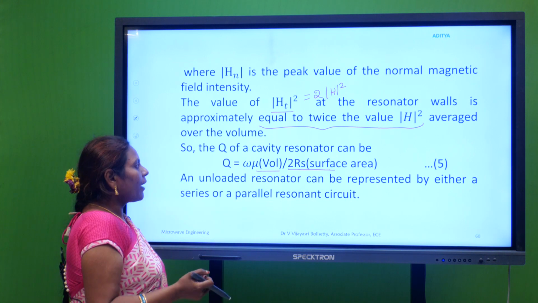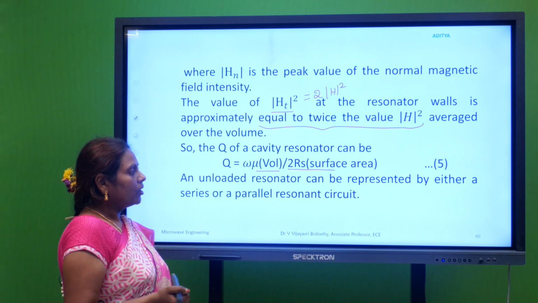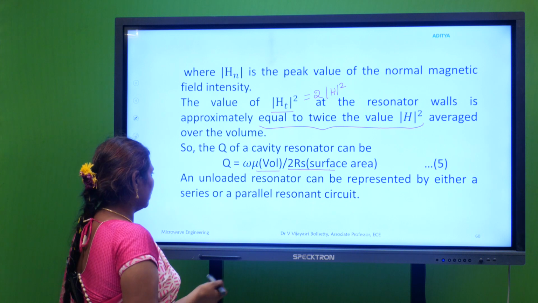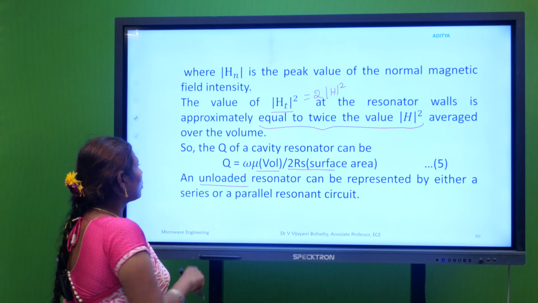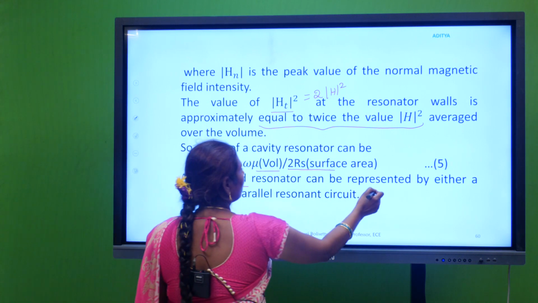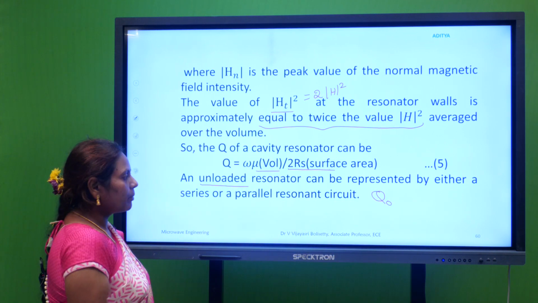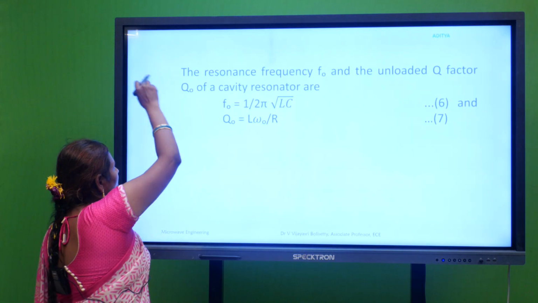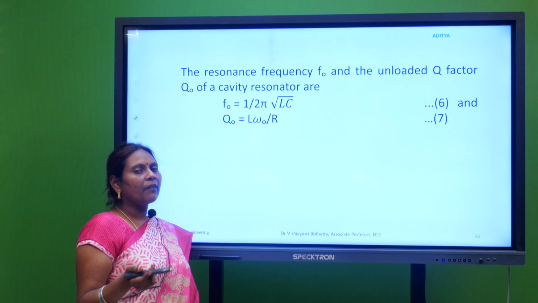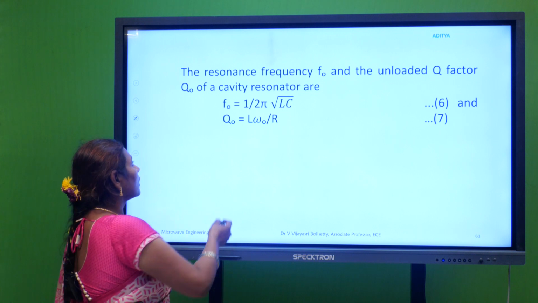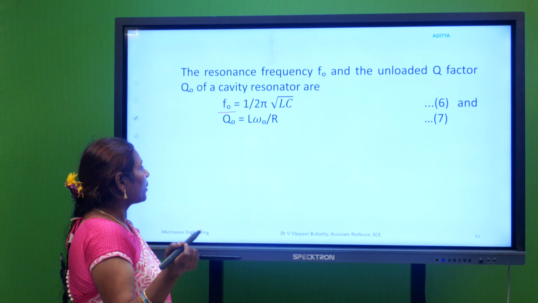An unloaded cavity resonator can be represented by either a series or a parallel resonator circuit, a series LC circuit or a parallel LC circuit generally. So we can also find the unloaded quality factor of the resonator. The unloaded quality factor can be represented as Q naught, and the resonant frequency can be represented as f naught. So the resonant frequency and quality factor of the unloaded cavity resonator are f naught and Q naught, and f naught is given simply by 1 by 2 pi root LC, a well known definition from previous years itself.